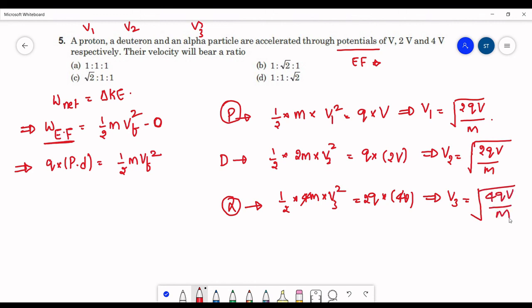So you can take the ratios, 2qV upon m can be cancelled. So we can write v1 is to v2 is to v3 is equal to 1 is to 1 is to root 2, which will be option D.